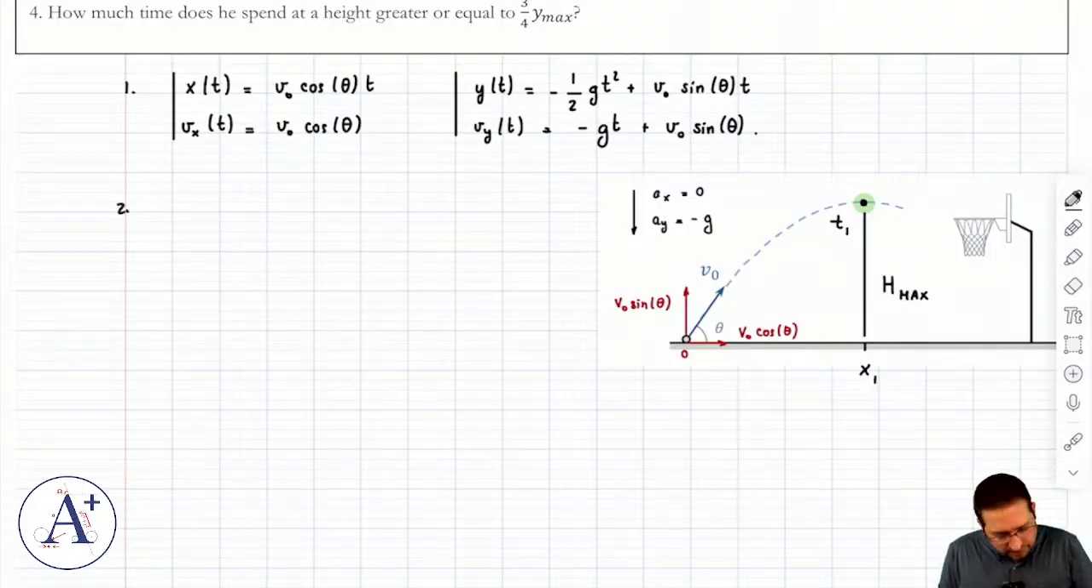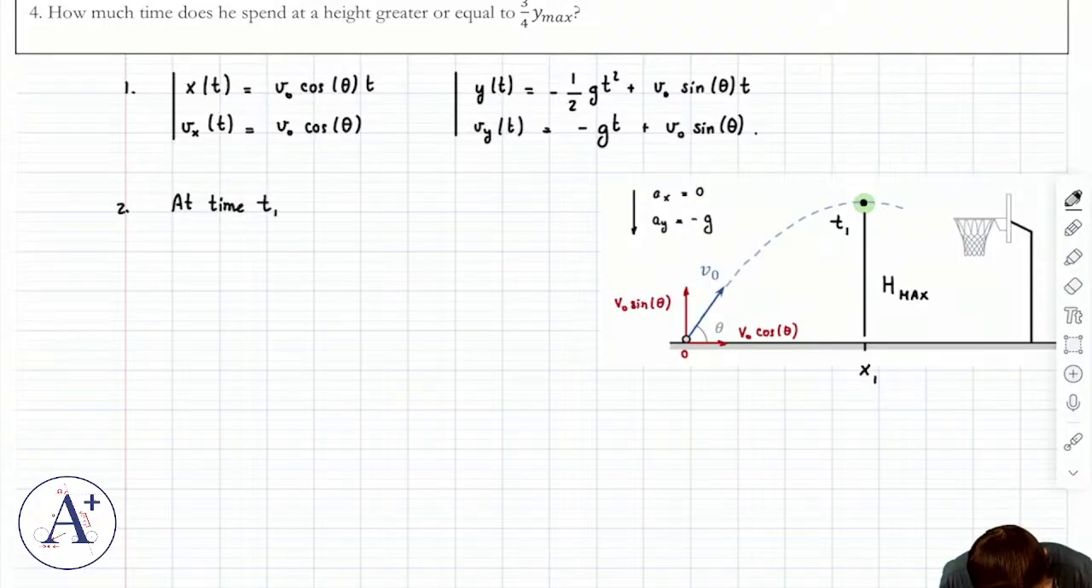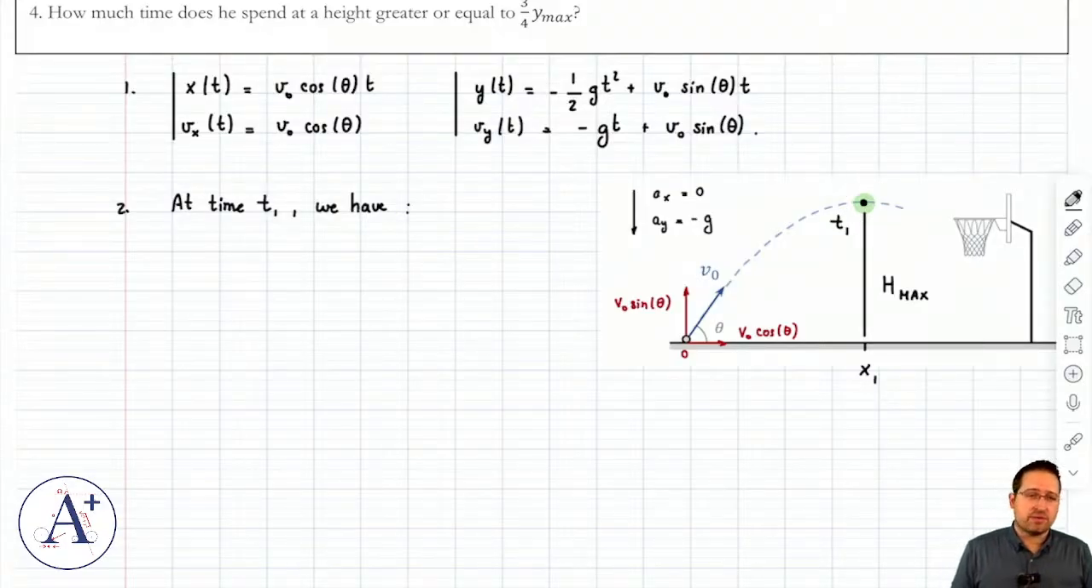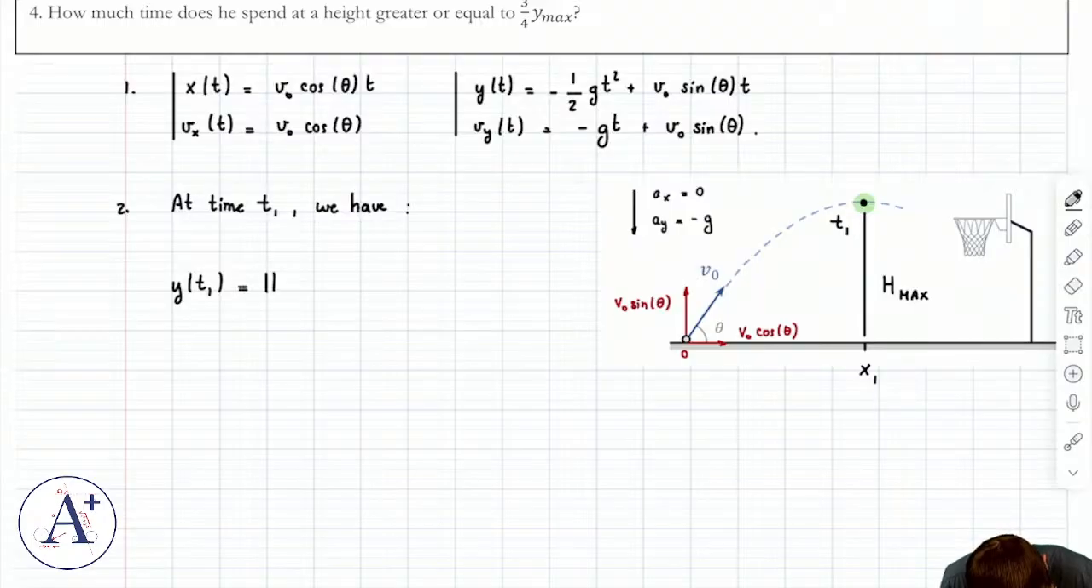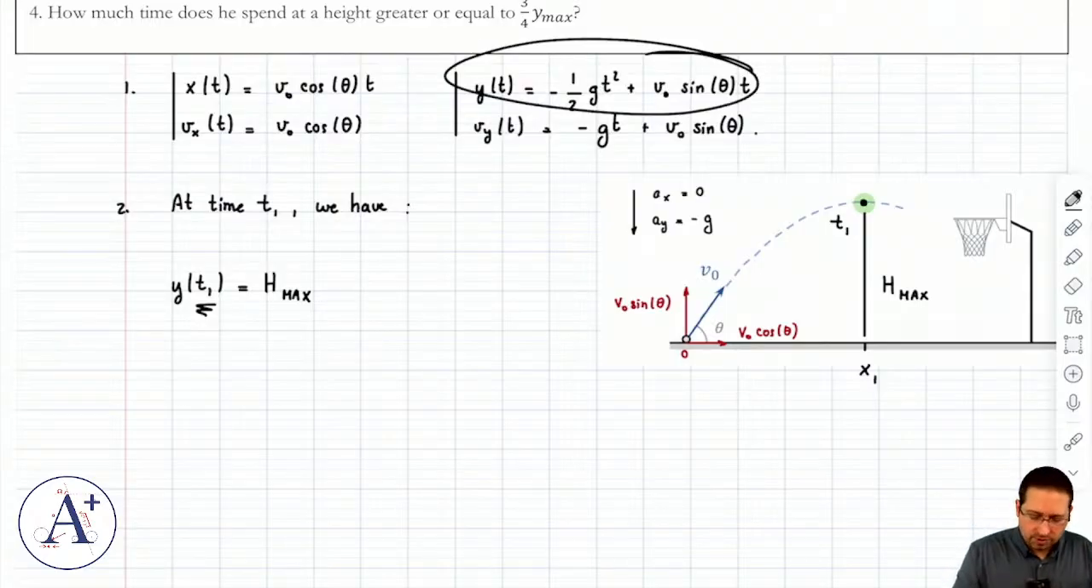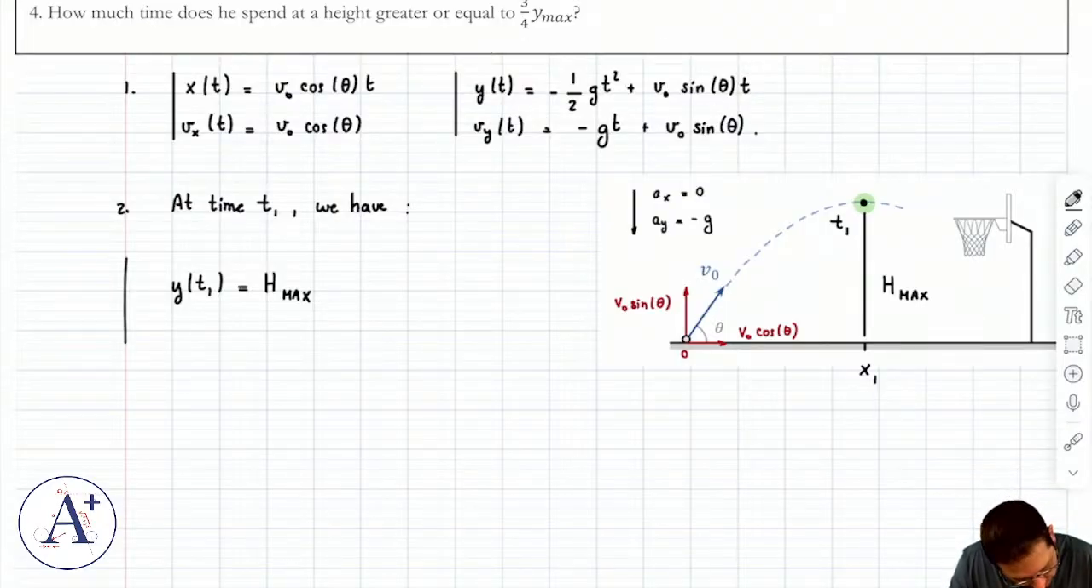Now, at the max height, well, what is true? So in other words, at time t1, what mathematical equations can we write to describe the fact that we are here? All right, now there's going to be two things that are going to be true. The first one is that y at time t1 has to be h max. By definition, I'm at the max height. Okay, so that's how I'm going to get h max. If you tell me t1, I'll plug it into this, and I will compute h max. Fair enough. But I do not know what t1 is.